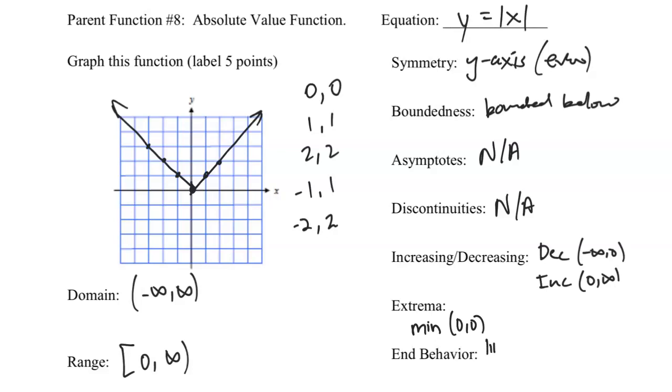For the end behavior, we've got two limits. The limit as x approaches infinity of the function f of x is going to equal infinity, since on the right side the y values increase without bound, and on the left side they also increase without bound, which means I'm going to have the limit as x goes to negative infinity of f of x is equal to positive infinity.